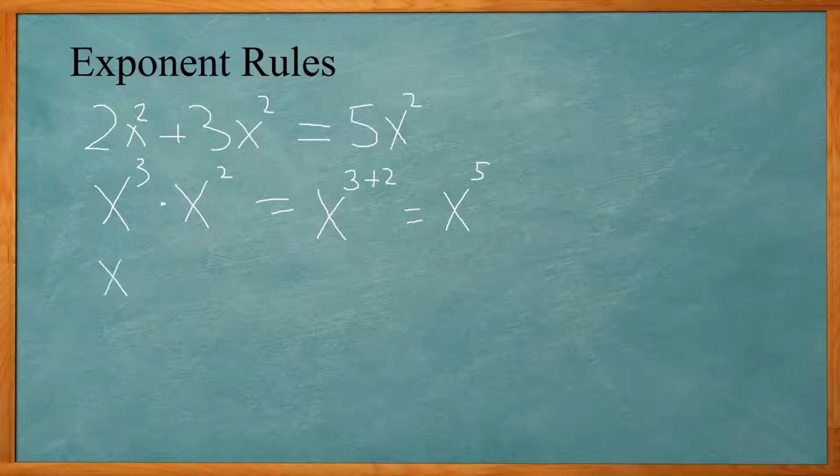Now if we have x to the 5th divided by x to the 3rd, so we're dividing the variables. It's going to be x to the 5 minus 3 power, so we subtract the exponents. In this case, it's going to be x to the second power.